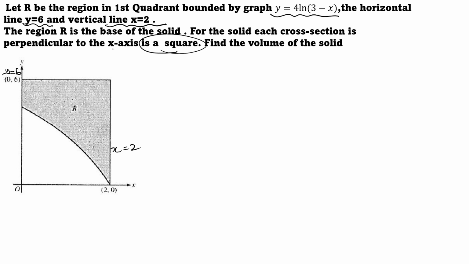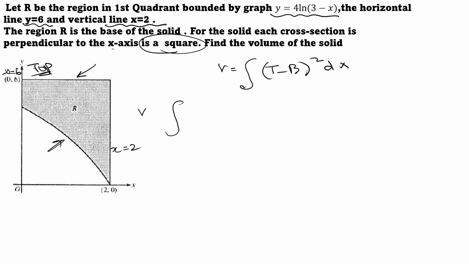So you already know that for the volume with a square cross section, the area is top minus bottom whole square, and the equation should be written in the form of d of x. y equals something. Okay, so now you can see that the top is this one and the bottom is this one. So the top is y equals 6.